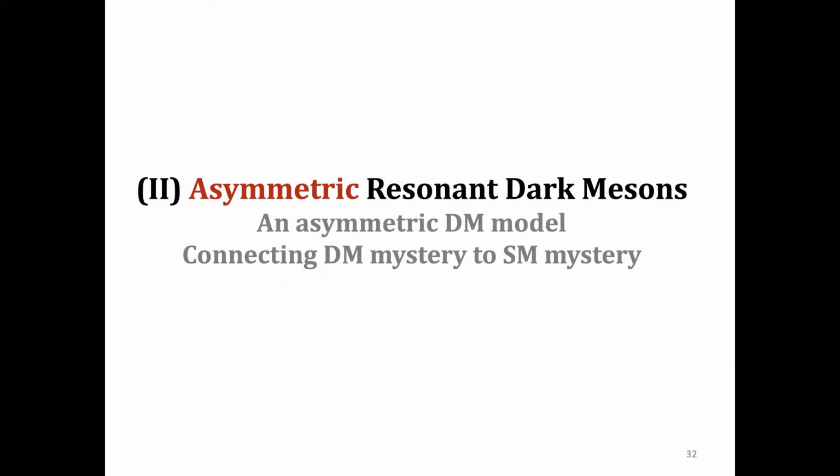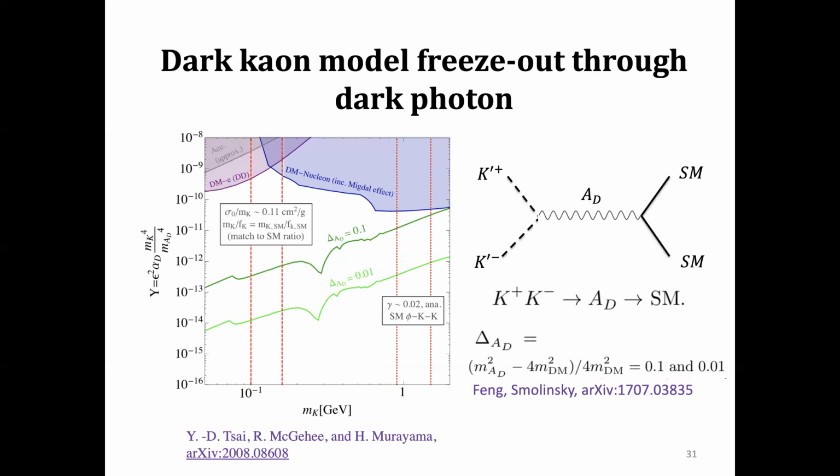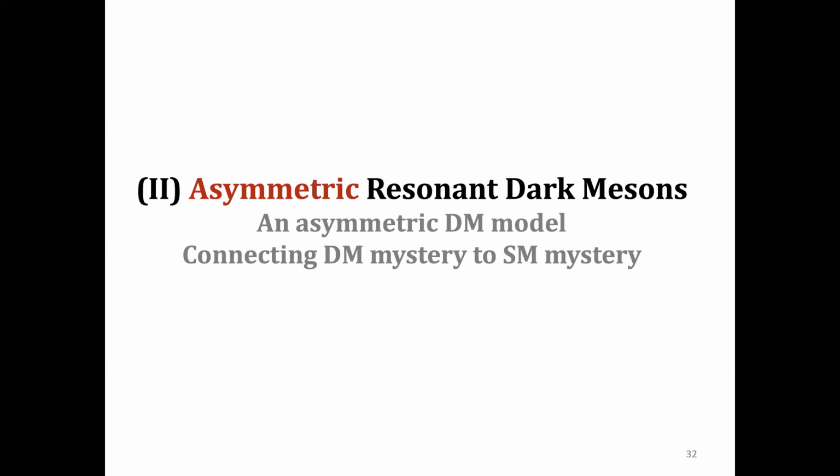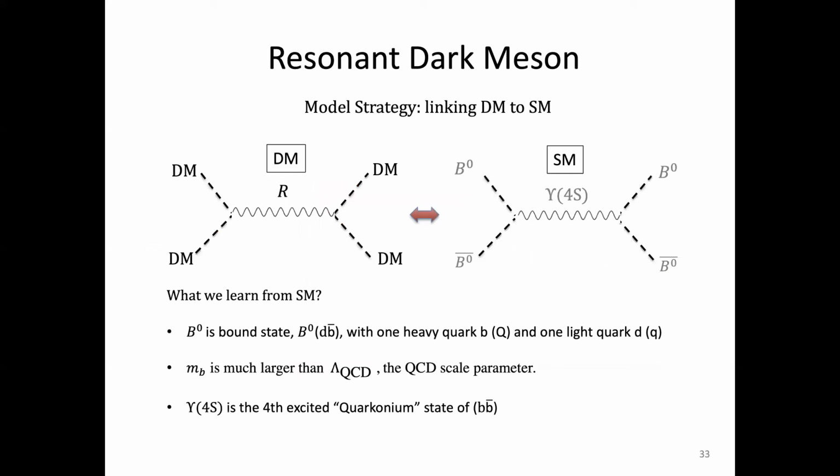So there is a different model, which is an asymmetric resonant dark meson. And I'm happy to chat about all the detail of this model because this model can be further improved. We just checked it's fine, but it can be better. So I want to talk about the asymmetric resonant dark meson story. Now we understand the kaon can do it, but how about the B meson? And actually the B meson is more natural to give you a resonance. I'll get into the detail.